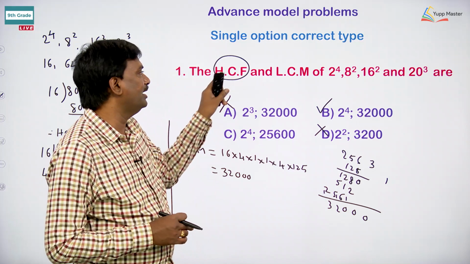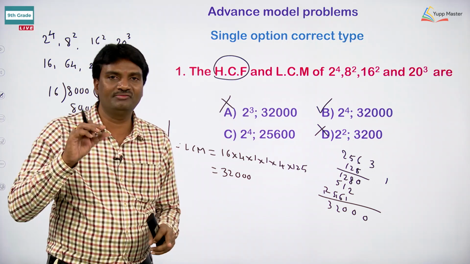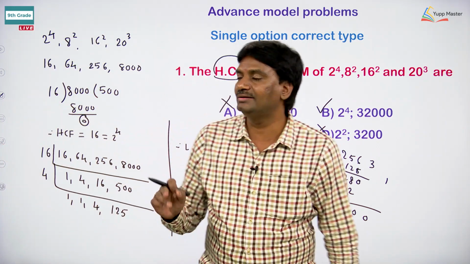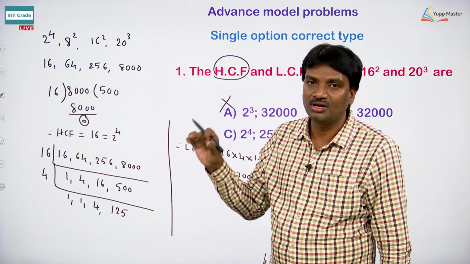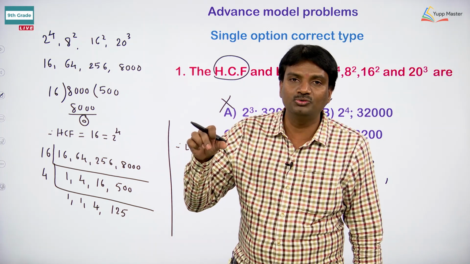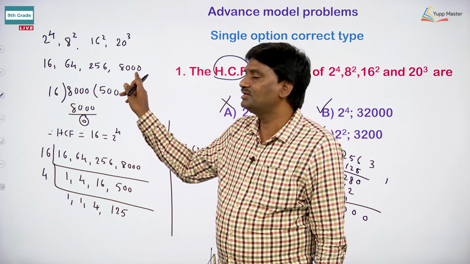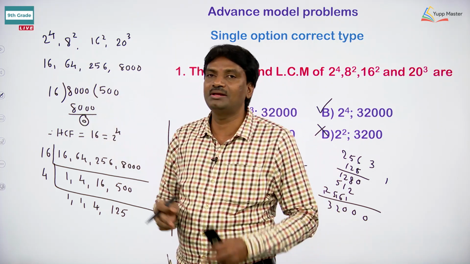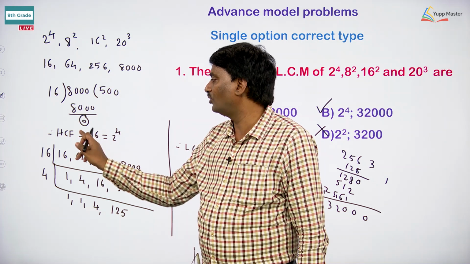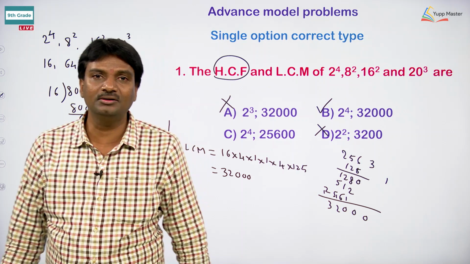So first let us find HCF. According to the problem, we have to write the values of HCF and LCM in this order. So first let us find the HCF of the given numbers. To find the HCF of the given 2 or more numbers, we have to divide the greatest number by the smallest number, where the greatest number is 8000 and the smallest number is 16. So by dividing 8000 by 16, we have gotten the HCF is 16. 16 is nothing but 2 power 4.